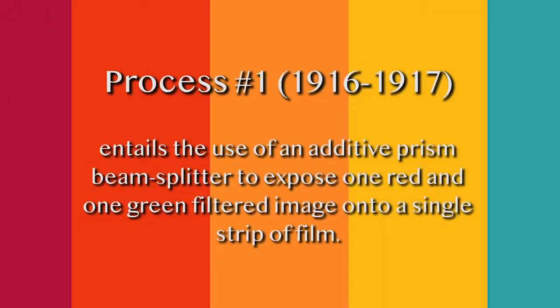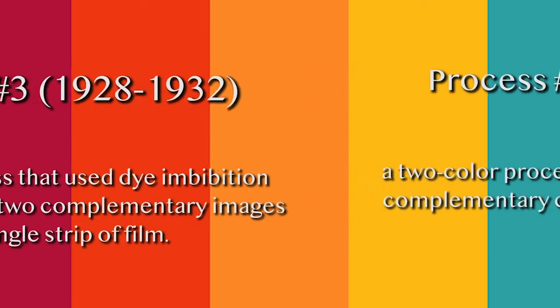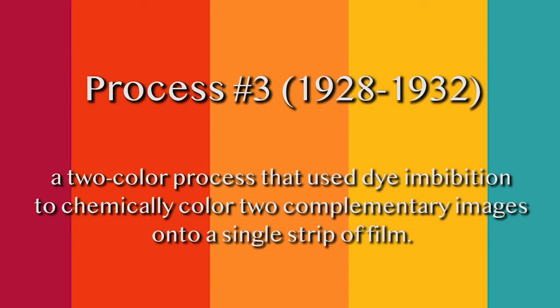The first process, used from 1916 to 1917, entails the use of an additive prism beam splitter to expose one red and one green filtered image onto a single strip of film. The second process, used from 1917 to 1928, was a two-color process that used subtractive complementary colors onto a single strip of film. The third, used from 1928 to 1932, was a two-color process that used dye imbibition to chemically color two complementary images onto a single strip of film.